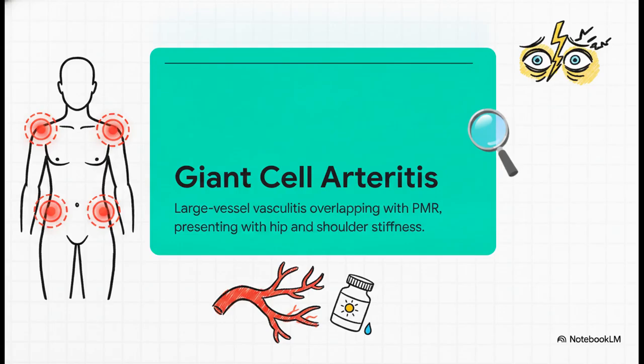The major red flag here is its tight clinical overlap with polymyalgia rheumatica, or PMR. These patients often show up with profound stiffness and aching in their hip and shoulder girdles. The kicker is that PMR responds almost magically to low-dose prednisone. But if you miss the underlying GCA, you are risking irreversible ischemic complications for your patient, most notably permanent blindness.